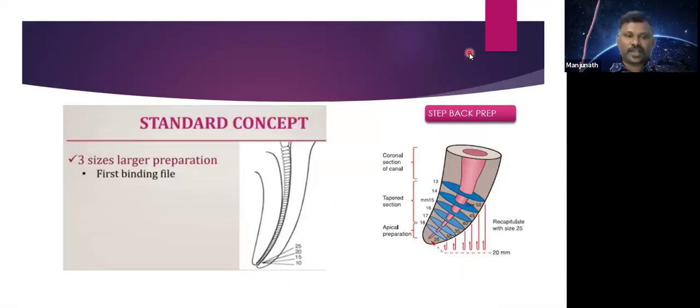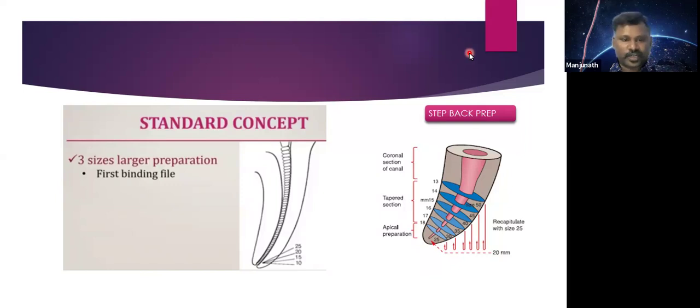According to the standard concept, those of us who previously did hand files have all studied this standard concept: 3 sizes from the initial file, the first binding file. Suppose size 30 is the initial file. From that, we enlarge 3 sizes extra and use that to finish it off. It's an old school concept.